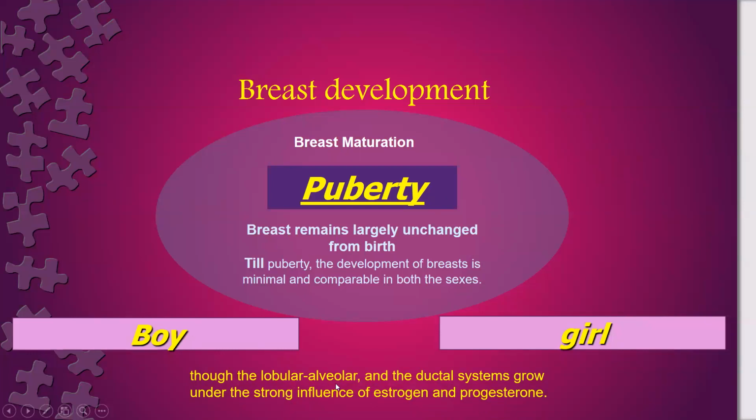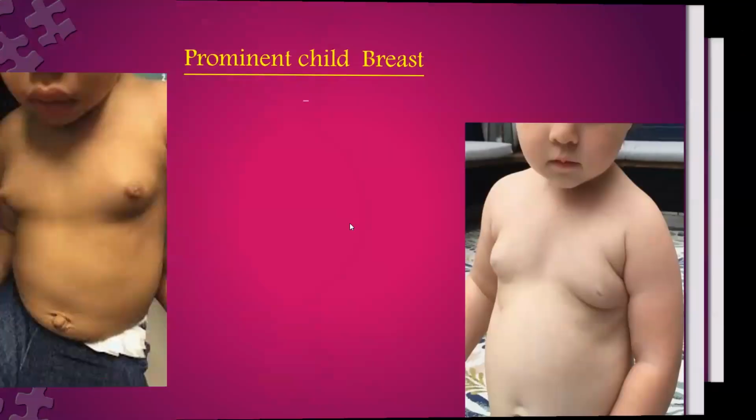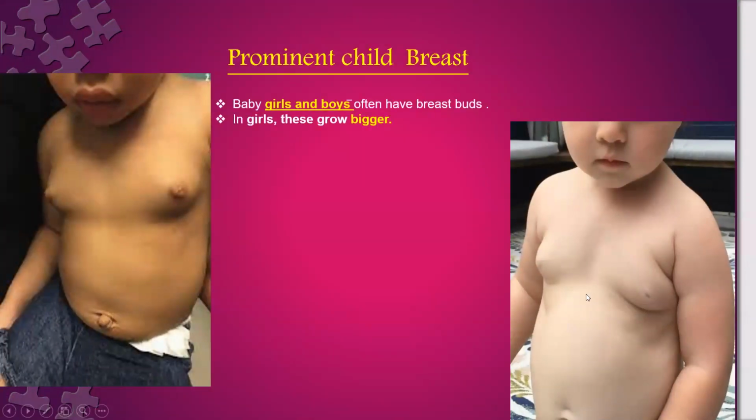Though lobular, alveolar, and ductal system growth will be enhanced or influenced by estrogen and progesterone, it can be influenced, but they generally remain dormant as an immature breast, similar in boy and girl until puberty. Okay. What is happening here?